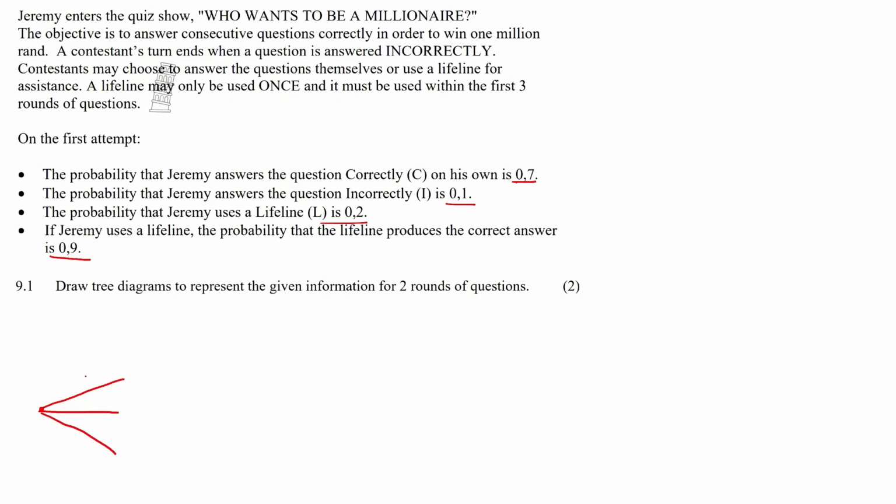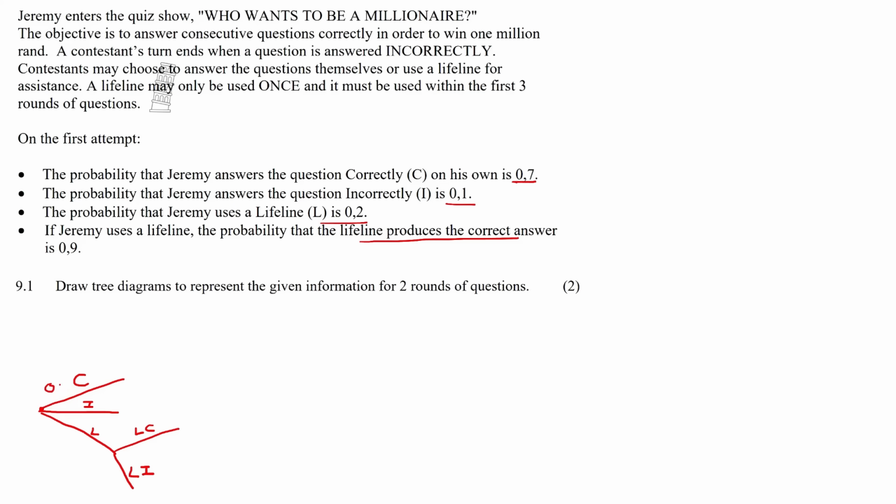Okay, now getting it correct, I'm just going to put a C. Getting it incorrect, and then using a lifeline, I'm going to put an L. Now for the lifeline part, he could either get it correct, so that's going to be lifeline correct, and then he could get it incorrect. So lifeline incorrect.